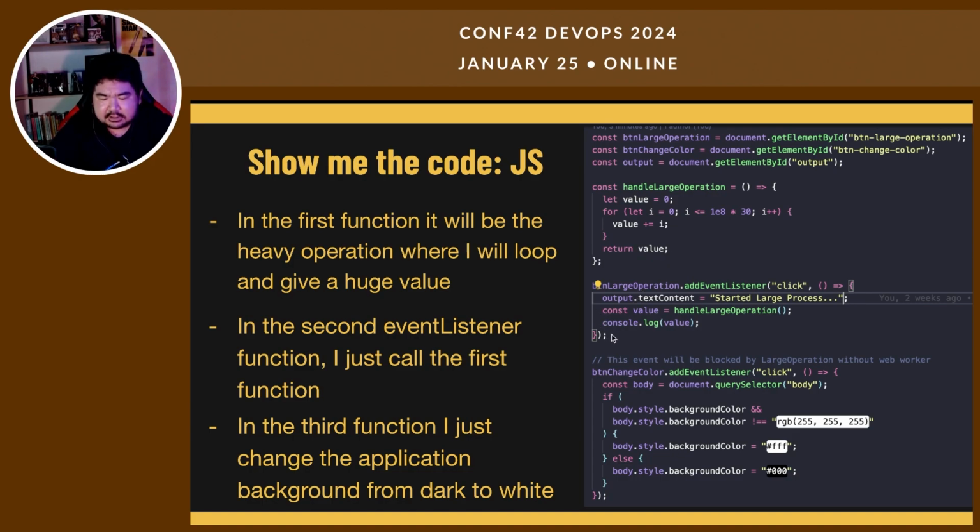And we have these two event listeners here. The first will start the large process and call this function here just to simulate a large operation in the main thread, okay? And console log here printing the value. And the second button will change the background color of our page. So if it's white, I will change to dark, and if it's dark, I will change to white, okay?